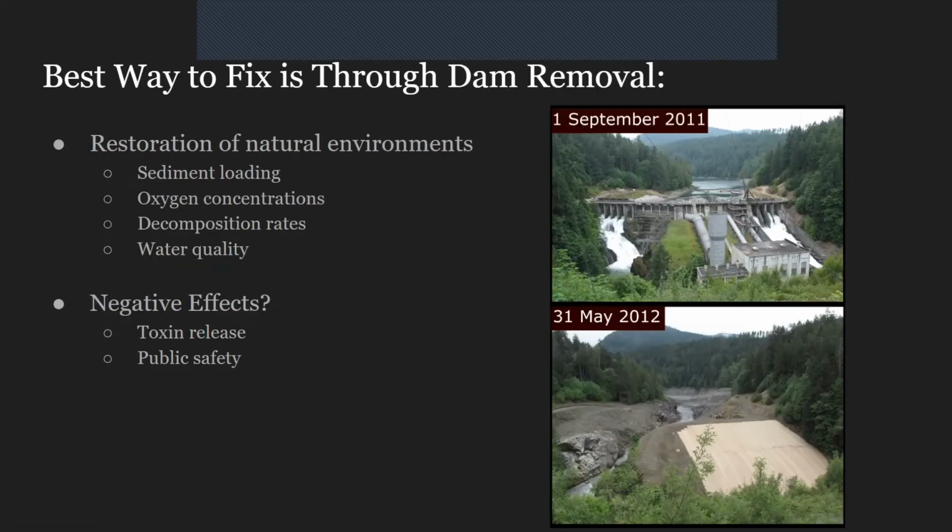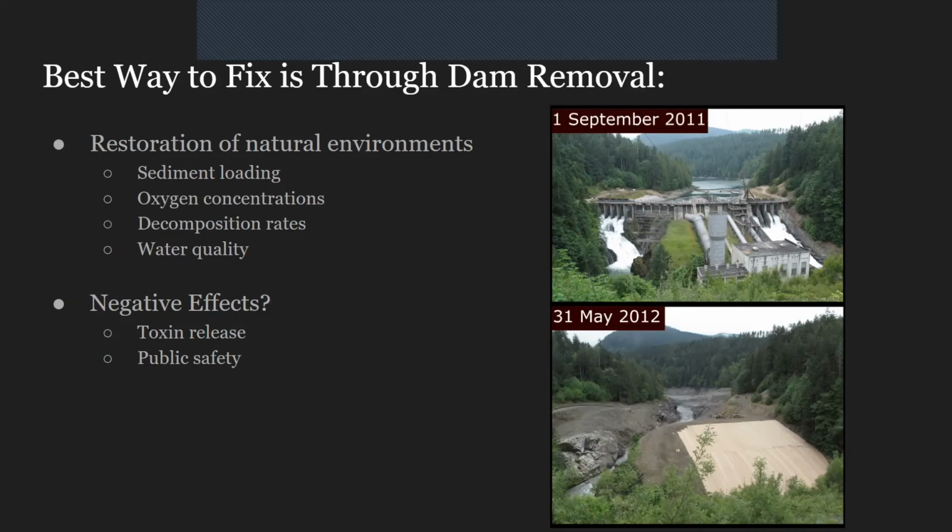The best way to fix sedimentation is actually through dam removal altogether. Removing the dam restores the river back to its natural environment and allows for the natural sediment loading to come back and oxygen and decomposition levels to return to normal, as well as restoring good water quality for fish and other wildlife.